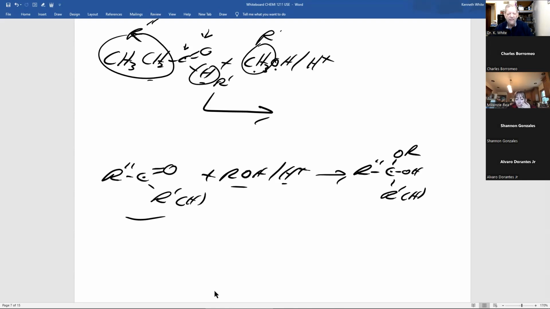Keep your eye on the carbonyl carbon. That's where the fun is. What's attached to it? R prime, hydrogen, R double prime, 2 carbons. It's still attached to it. We'll have an OH group, oxygen. What's my R? Methyl. And that's how you do it.